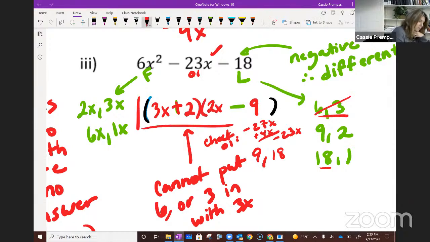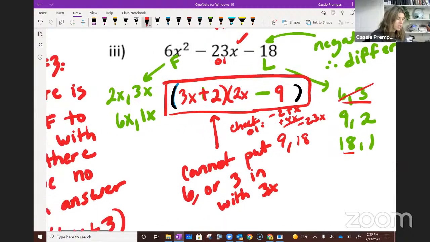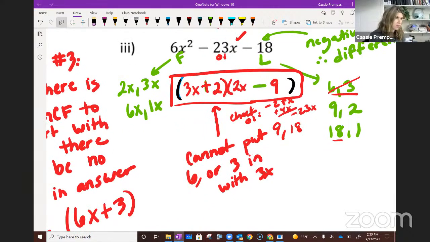So if you're trying to factor, you just can't have a number that shares a factor, any multiples. You can't just have 6 and 3, right? Because I know I checked for GCF and there wasn't any.